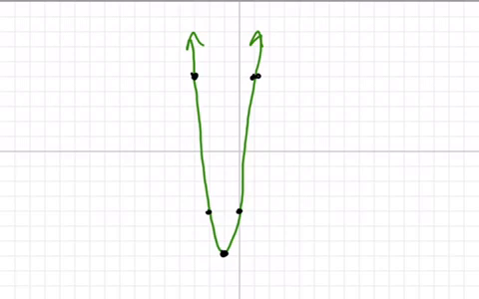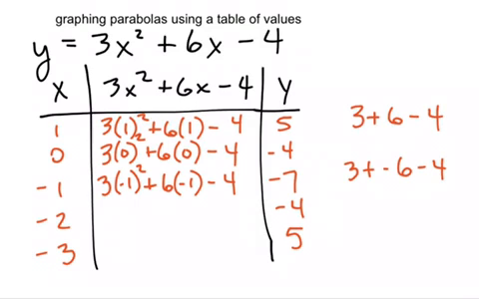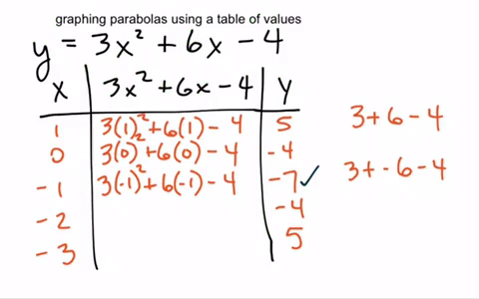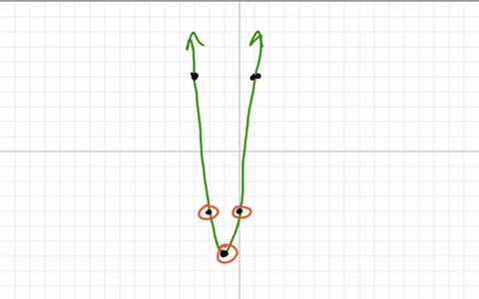Now, going back to the pairs here. This right there is our vertex, which is located at -1, -7, just like what we discovered back here on our table. That's in the middle. Then we also have these two ordered pairs: 0, -4, and also -4, just like what we have back here. And finally, we have the last two ordered pairs, the 1, 5 and the -3, 5.